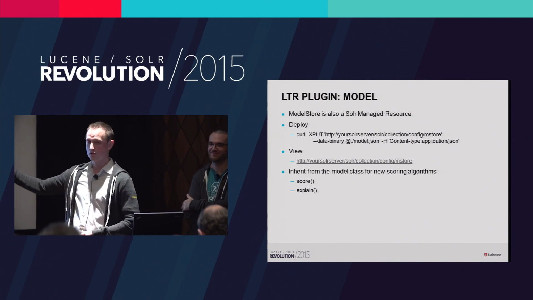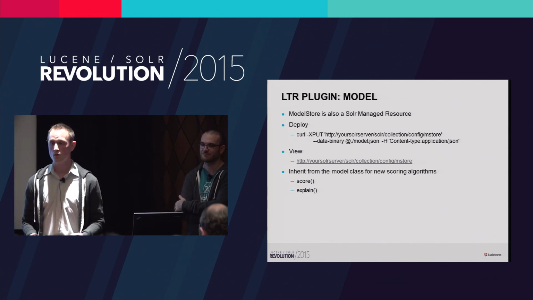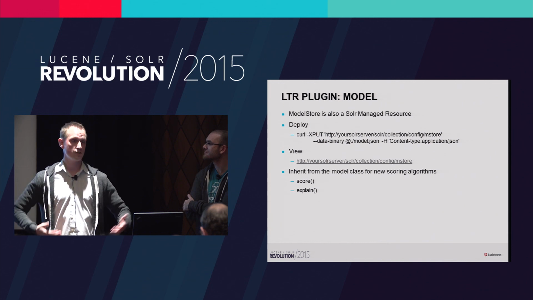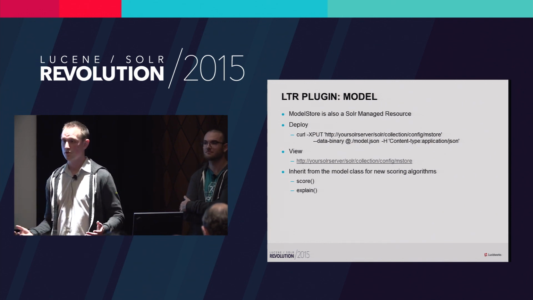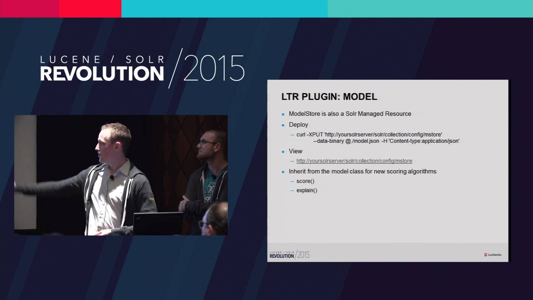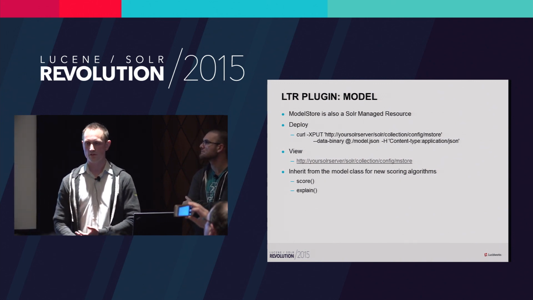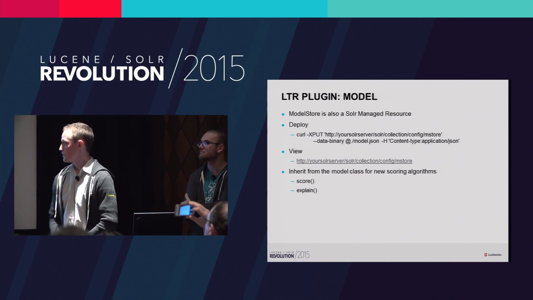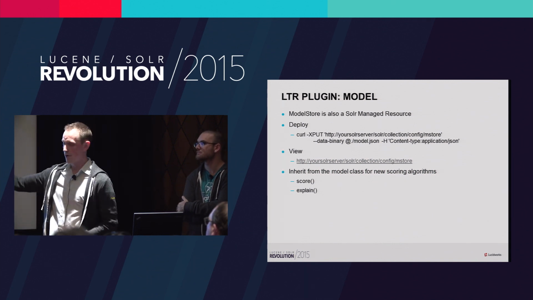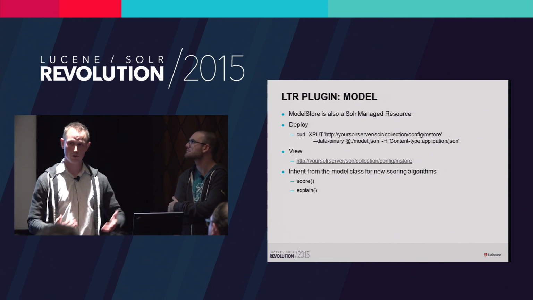Our models are stored inside of a model store, which is also a Solr managed resource. So you would deploy and view these in much the same way that you would deploy and view the features. So that makes it a bit simple. And if you wanted to use a different scoring algorithm, right now we've done rank SVM and lambda mart. To add a new scoring algorithm, you'd inherit from our model class, and you just implement the score and the explain function, and you're good to go.